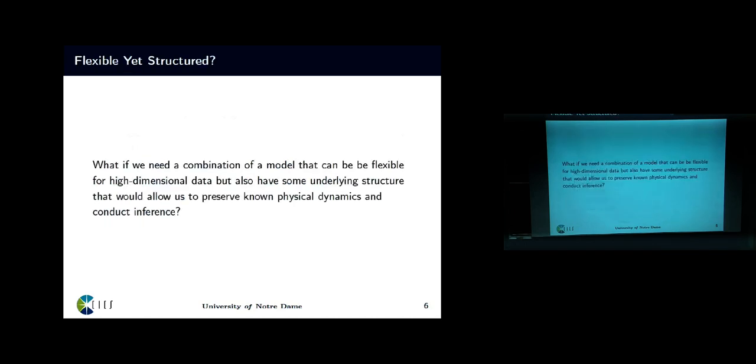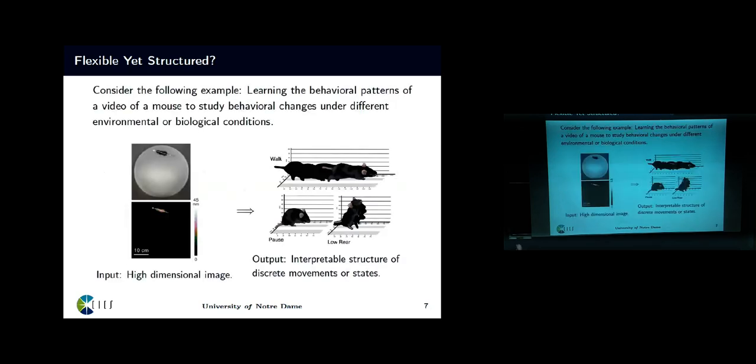So the question is, what happens if we want both a flexible yet also structured approach? What this means is, let's say I have some high-dimensional data that I need to map with some flexible method, but I also want values that I can relate to physical dynamics or something about the actual problem, and conduct inference. So here is a problem to motivate this as an example.